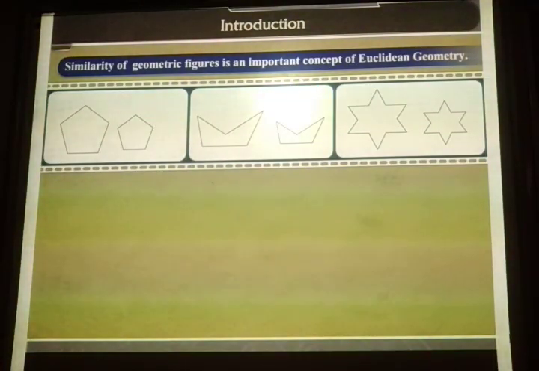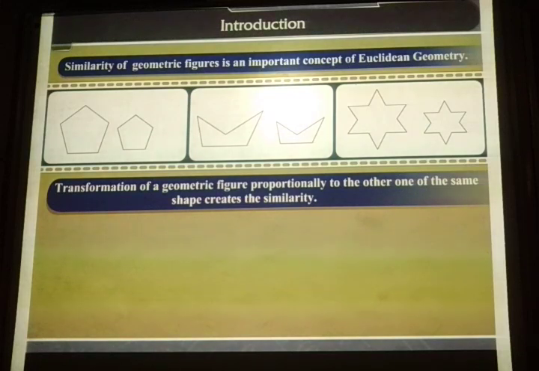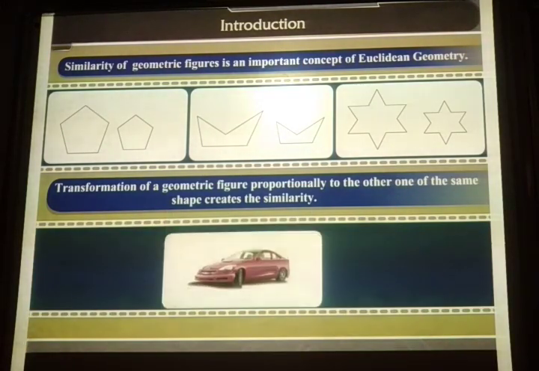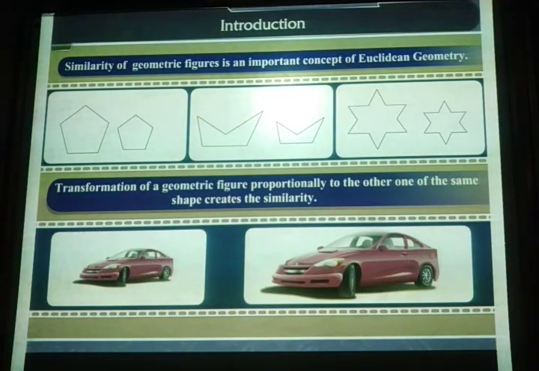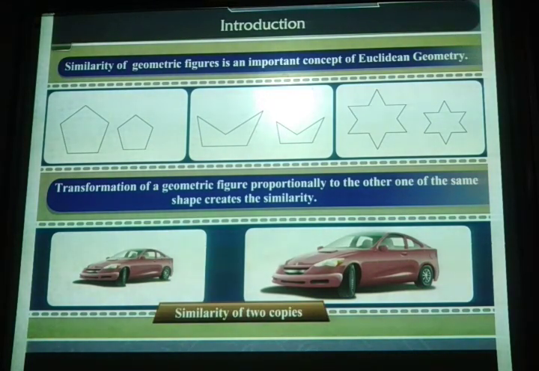Similarity of geometric figures is an important concept of Euclidean geometry. Transformation of a geometric figure proportionally to the other one of the same shape creates the similarity. For example, a photograph, an object and its enlarged photograph is a simple illustration of the similarity of these two copies.